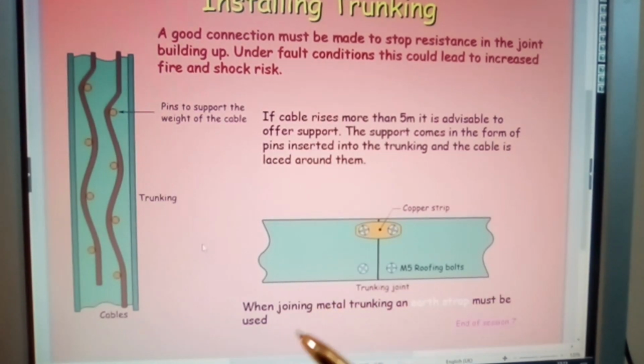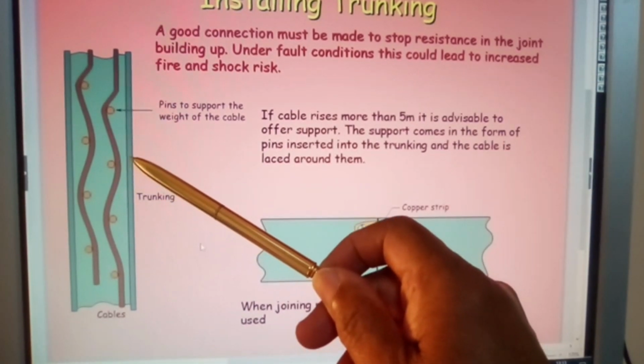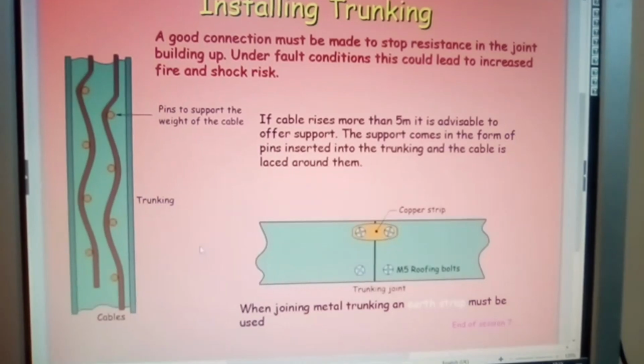And your trunking will also go down to earth because certain points of it you will make sure that it is bonded together by earth pins. Okay, that is very important.